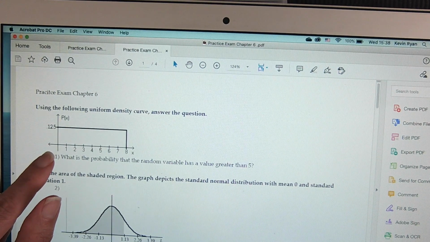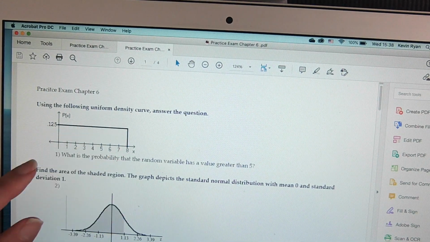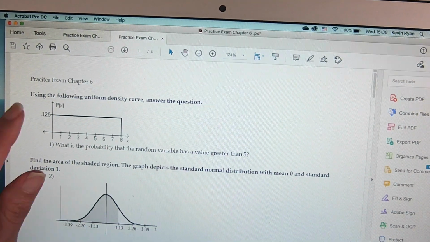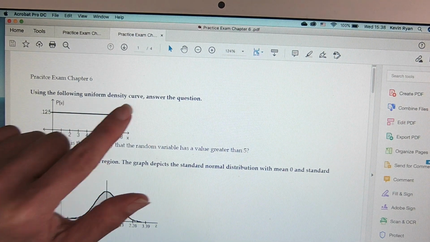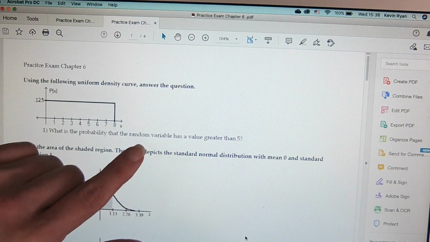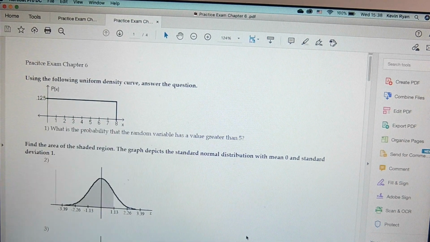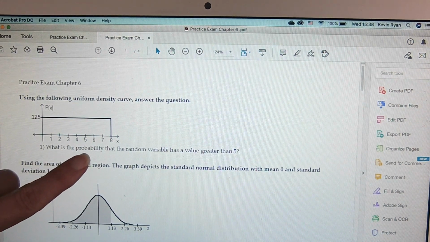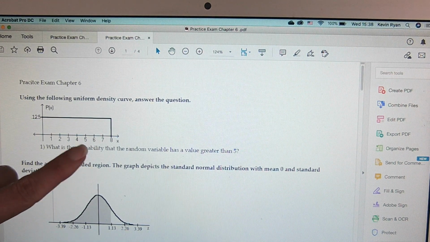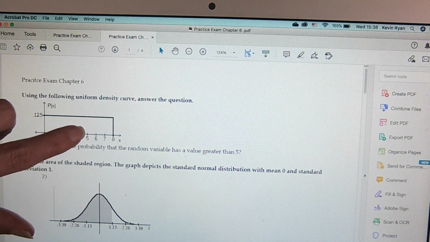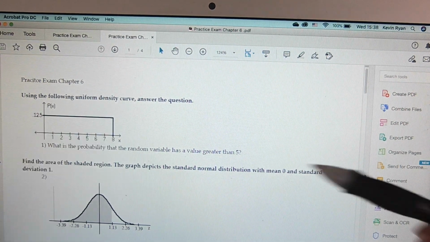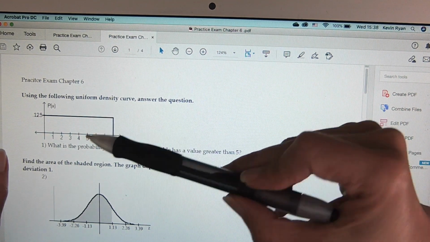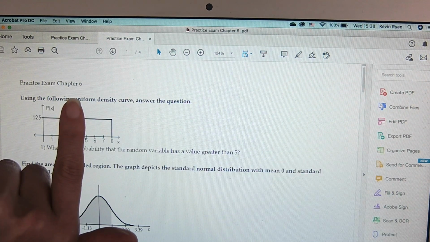Okay, question number 1 is this one. Use the uniform density. Uniform density means just rectangular, not the bell shape. So use the uniform density curve, and the question says, what's the probability that the random variable's value is greater than 5? Look at it. Find the probability. Probability means let's find the area greater than 5. That one. So you're finding the area on that side, greater than 5. Then what's this area? That's the question.